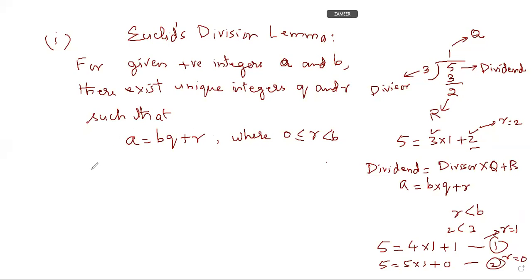This is the statement. Here you can also extend it. We did already: a is the dividend, b is the divisor, and q is the quotient.